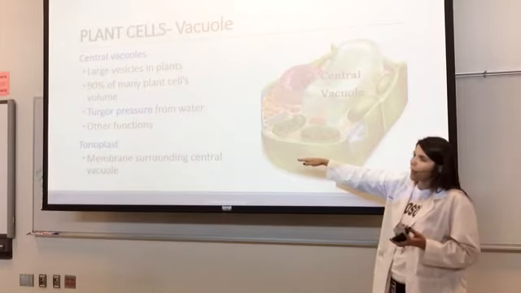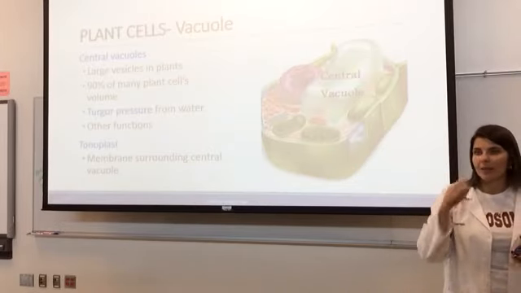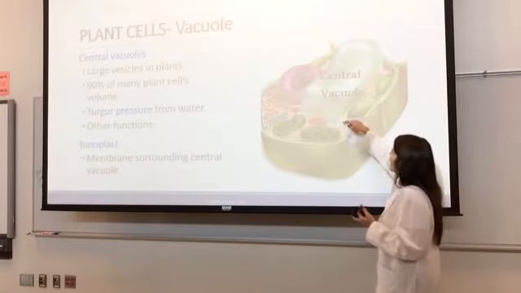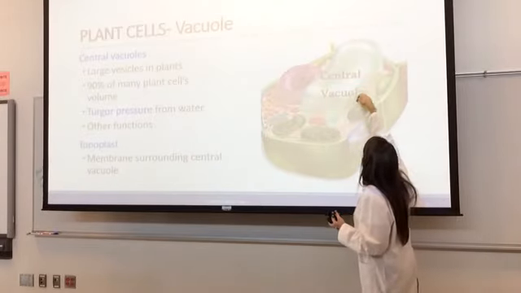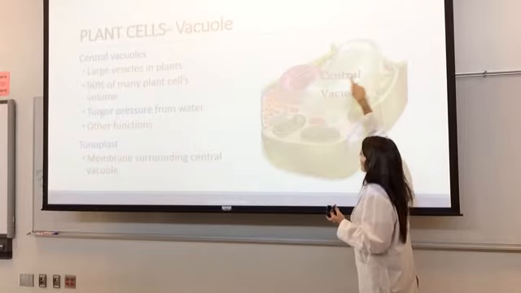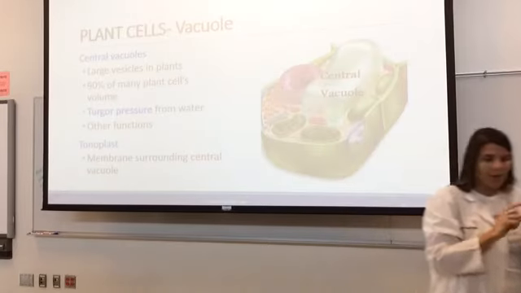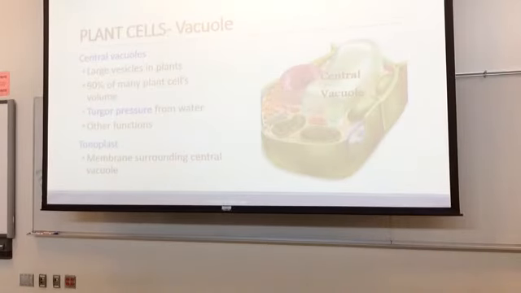The term tonoplast, here at the bottom, says it's the membrane that surrounds that vacuole. It is not depicted here to where you can see it, but there is a lipid bilayer that surrounds this, and that lipid bilayer is called the tonoplast. So the lipid bilayer that surrounds the vacuole is called the tonoplast.